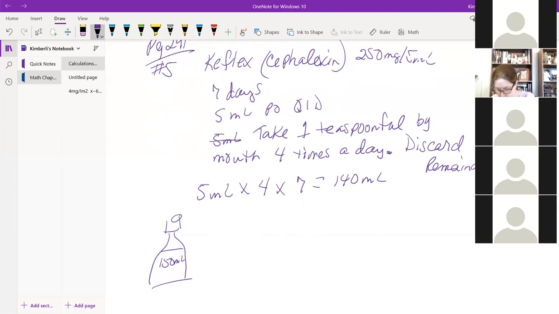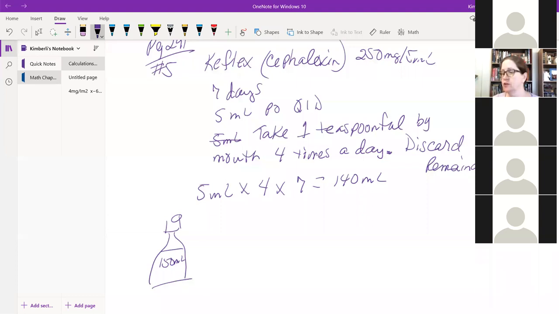So would you then charge the insurance company the full 150? Yes, you would, because you can't give them 140. You have to give them the whole bottle. And if we're going to mix the whole bottle, we have to charge for the whole bottle.